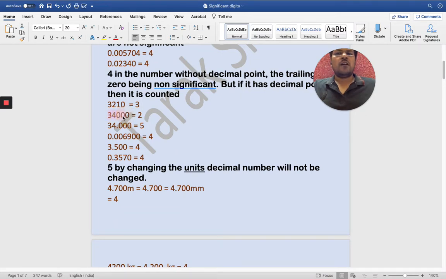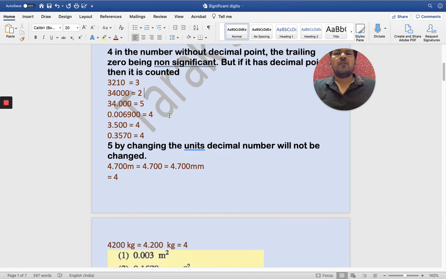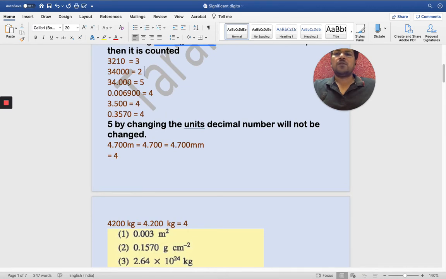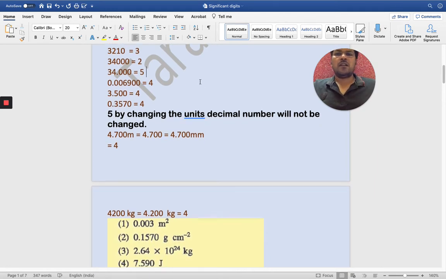Then we have 34,000. We are again not considering the last three zeros, so we are only considering the 34. So our significant digits are only 2. Next we have 34.000, but you are aware that the decimal point is there. That is why we will consider all those zeros. The last digit is considered whenever a decimal point is there. So we have a total of 5 significant digits.